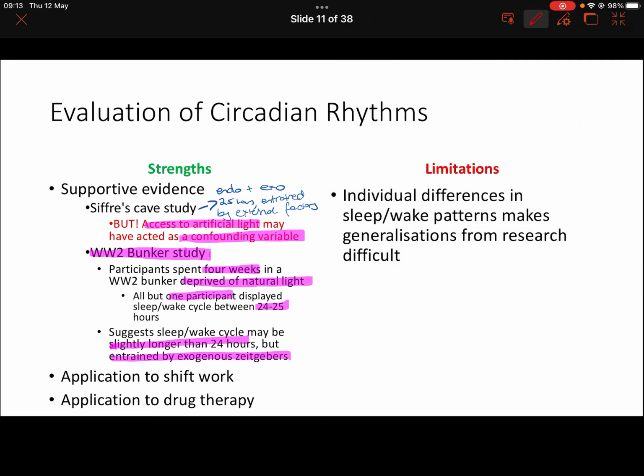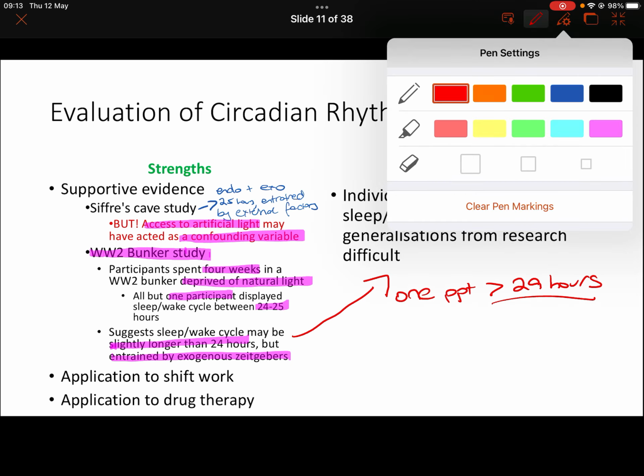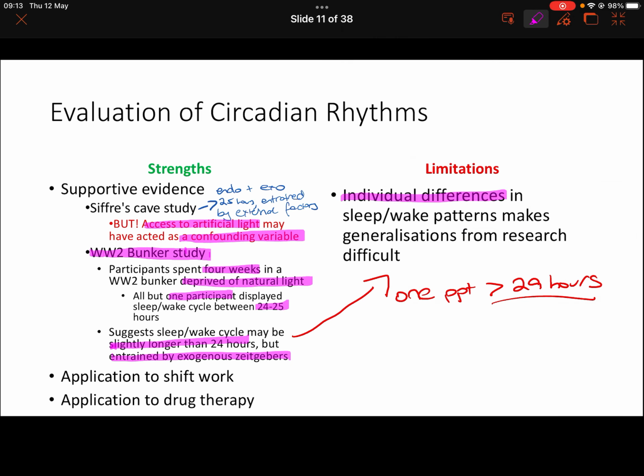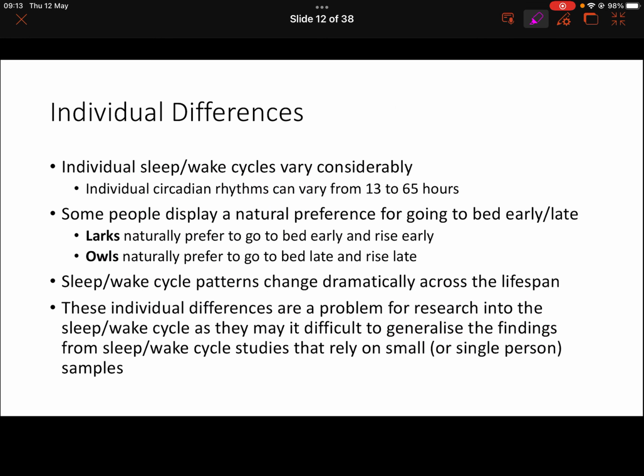However, and this is where we're going to turn our attention to individual differences. One participant in this bunker study had a sleep-wake cycle of 29 hours, which really highlights our next point, that we are making sweeping generalizations about the sleep-wake cycle, and actually there are significant individual differences in the sleep-wake patterns. So if we just take a look, we know that they can vary significantly. People have preferences for their cycle, and we can't make universal laws about this. We had that one participant who settled on a 29-hour sleep-wake cycle, and we know from other research and other case studies that circadian rhythms can vary from 13 hours to 65 hours.